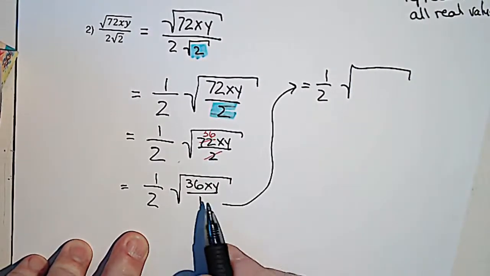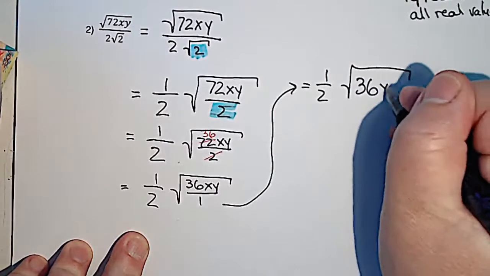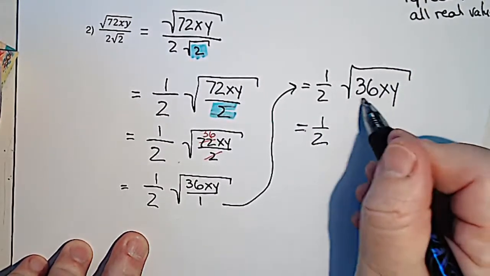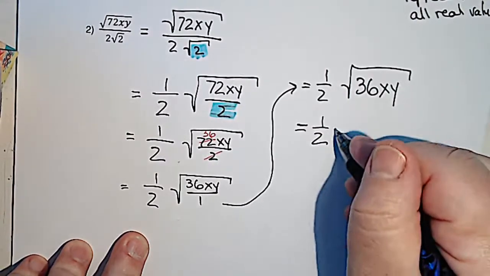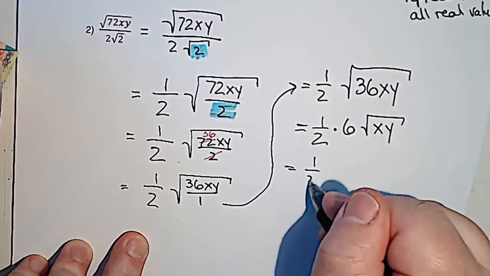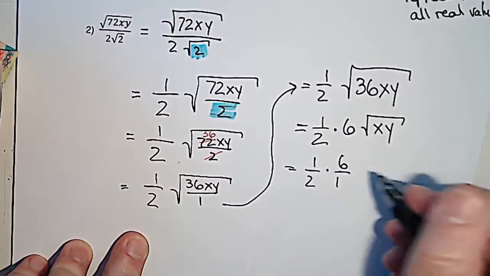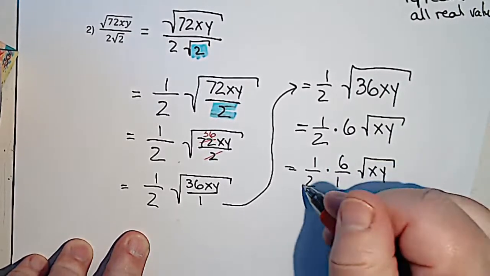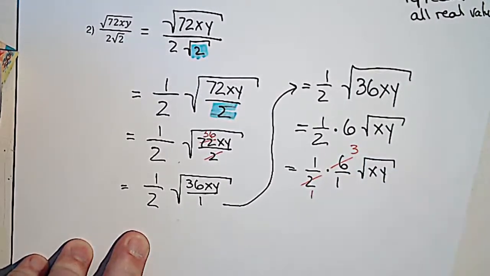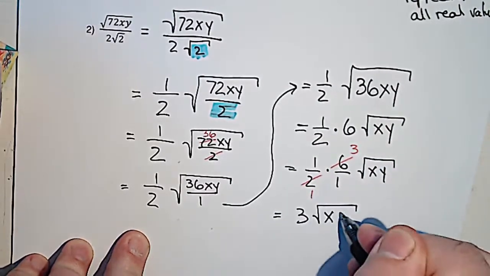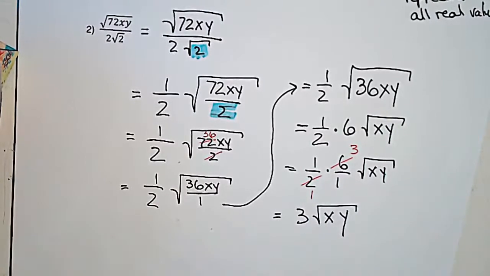36xy over 1, if it's over 1, I can just write it as 36xy. And then the square root of 36 is 6. Okay, this is 1/2 times 6 over 1, radical xy. And now the 2 and the 6 cancel. And I get altogether 3 radical xy. Bam. Take a look at that.